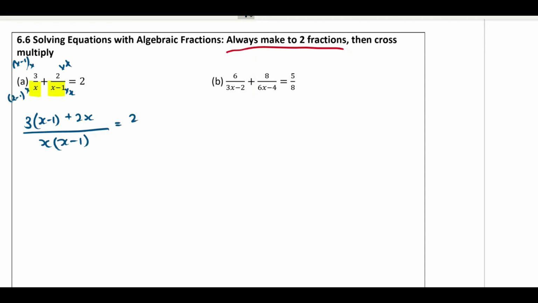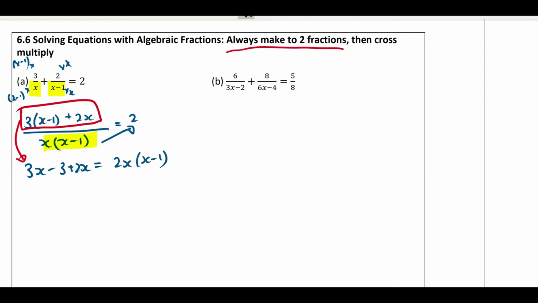Equals to 2. 2 is like 2 over 1. I know a lot of you like to write 2 over 1 and cross multiply. There's no meaning, because multiplying by 1 on the right side is still the same thing. So this guy is a denominator. When you cross multiply, he will go up to him. So this will be 3x minus 3 plus 2. Open the numerator of this guy. Come to here. Okay, equals to 2x bracket x minus 1.